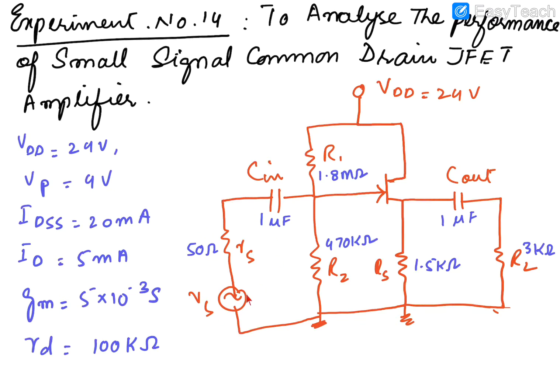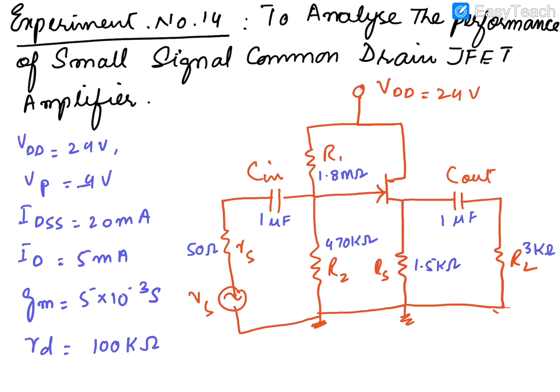RS, which is basically the internal resistance of the source, is taken to be 50 ohms. You can ignore this value, but you can also include the value of RS. The value of RL, the load resistance, is taken to be 3 kilo ohms. So the VP in this case is equal to minus 4 volt.